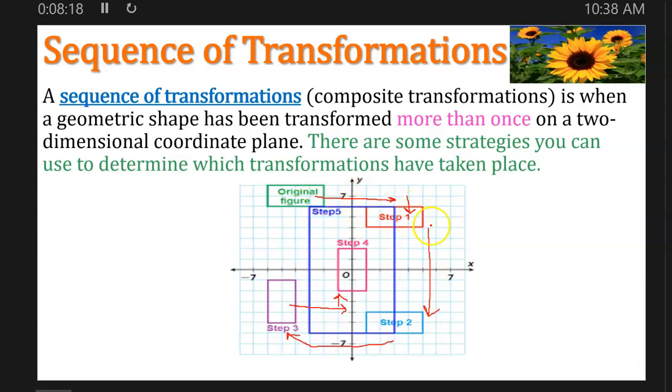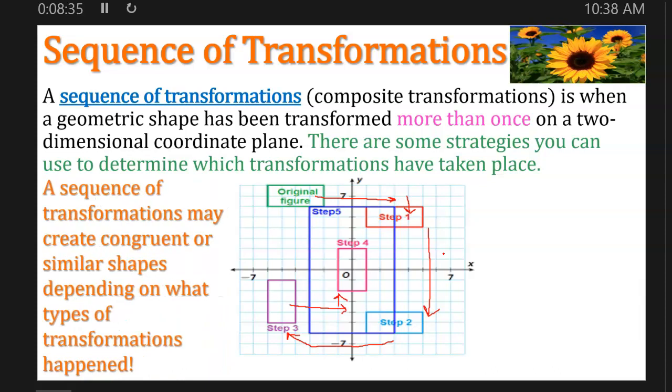And of course there's several different ways you can determine what has happened, and sometimes it's a little bit of trial and error, and sometimes you can have more than one answer. Like in this step 1 and step 2, it could have been a translation or a reflection. So we'll look out for that in some of the practice ones that we do today.